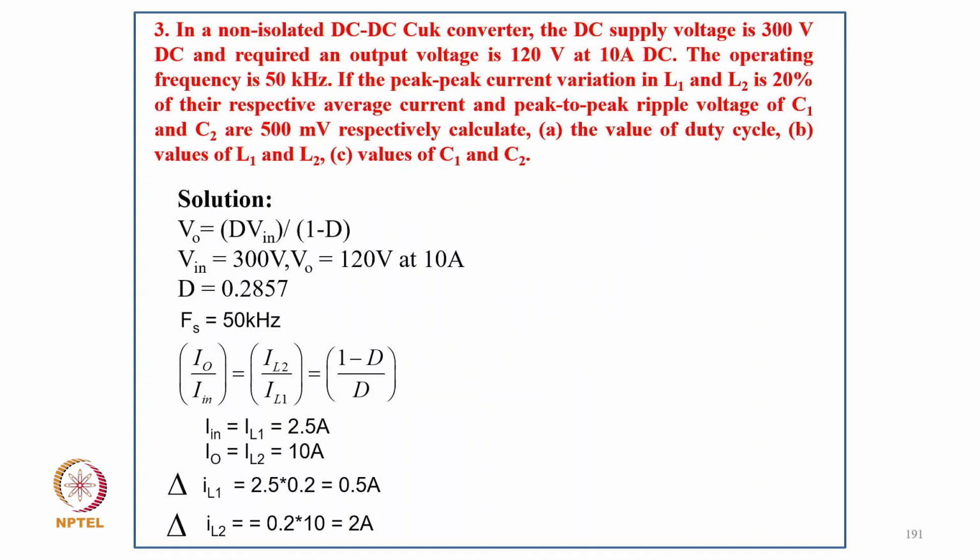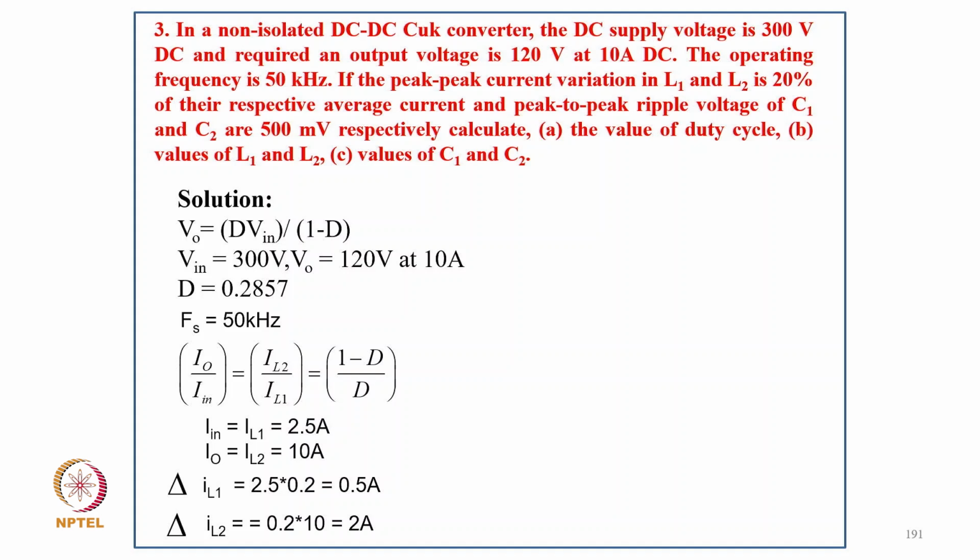Coming to numerical problem three: in a non-isolated DC-DC converter, the DC supply voltage is 300 volt and the required output voltage is 120 volt at 10 ampere. The operating frequency is 50 kHz. The peak-to-peak current variations in L1 and L2 are 20% of their respective average currents, and the peak-to-peak ripple voltages of C1 and C2 are 500 millivolt respectively. Calculate the duty cycle, and the values of L1, L2, C1 and C2.